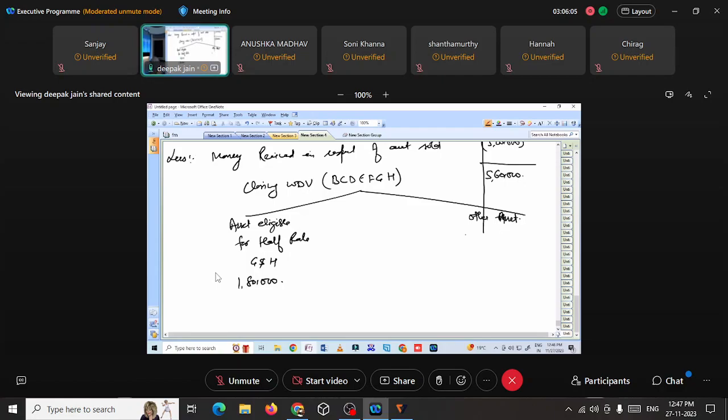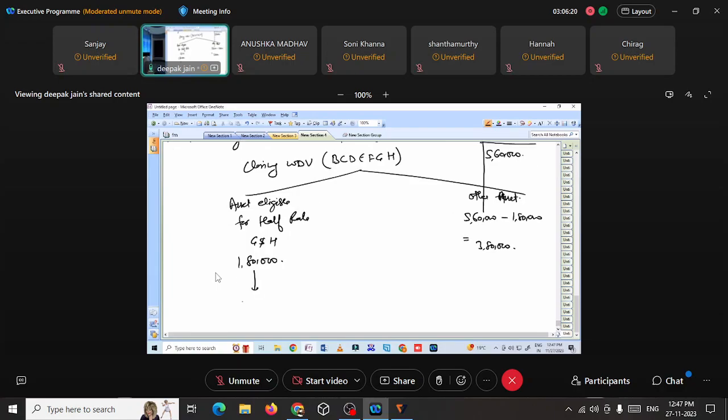So other assets: 560 minus 180, how much? 380. So what is the rate of depreciation on 180? Half rate of 15, that is 7.5%. And what is the rate on 380? 15%, normal rate.